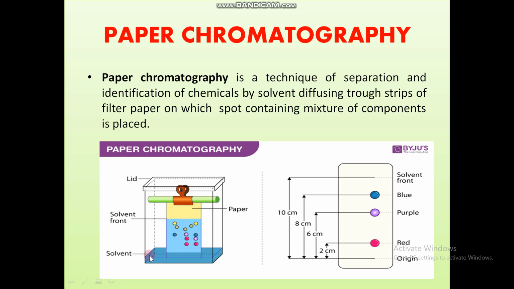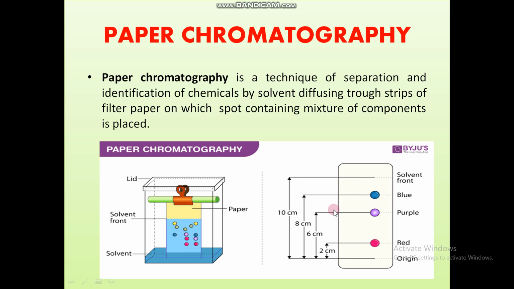This is a closed container, which prevents the evaporation of the mobile phase or volatile solvent, and this is the chromatographic paper. Here we place the sample mixture 1 centimeter from the base, and when the mobile phase starts to move upward, the components of the mixture also start to move. So this is paper chromatography. These are the different bands, meaning the different components.